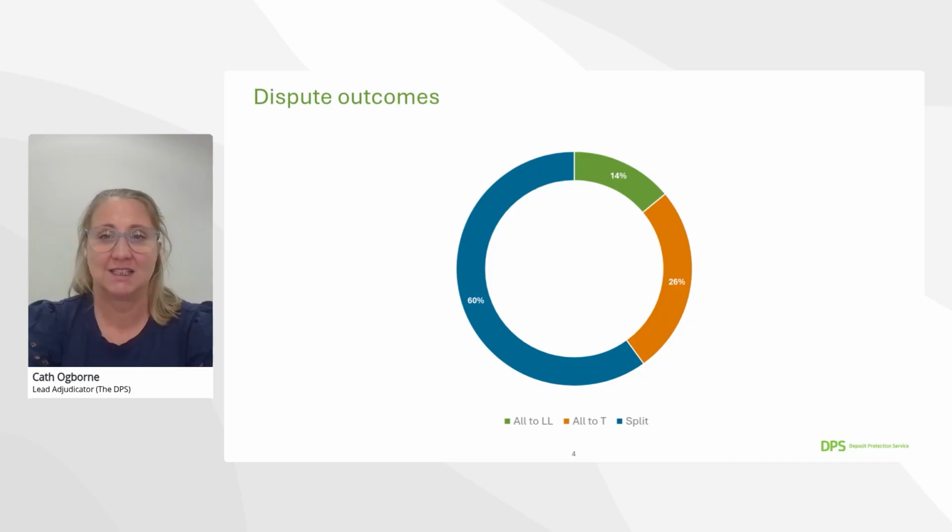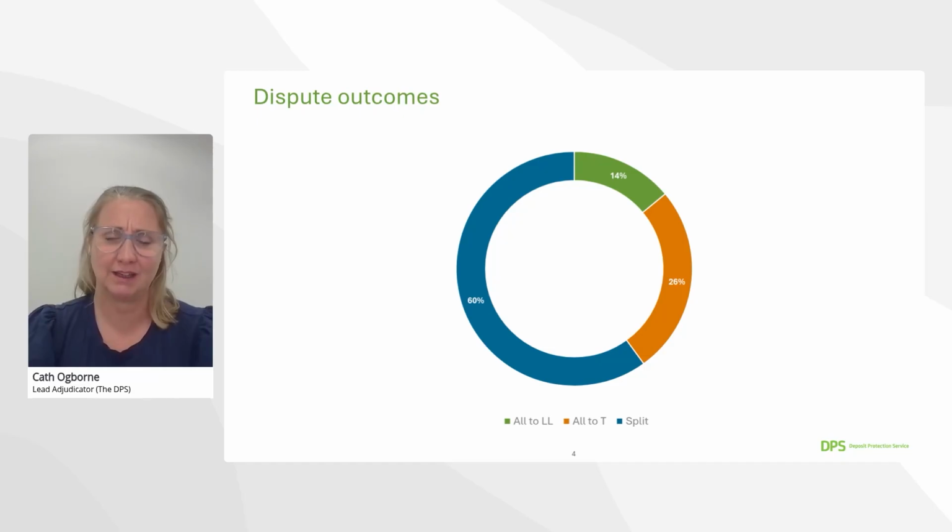And then this is a slide that shows the general dispute outcomes. So the biggest section here is this 60% that is a split deduction. So this is basically where a claim will come through to dispute, and actually both parties are a little bit right, and it ends up being somewhere 50-50 between the two parties in terms of how that deposit is split. We'll also see there that 14% of the deposit in a dispute would all go to the landlord, and then 26% of the deposit going to the tenant.